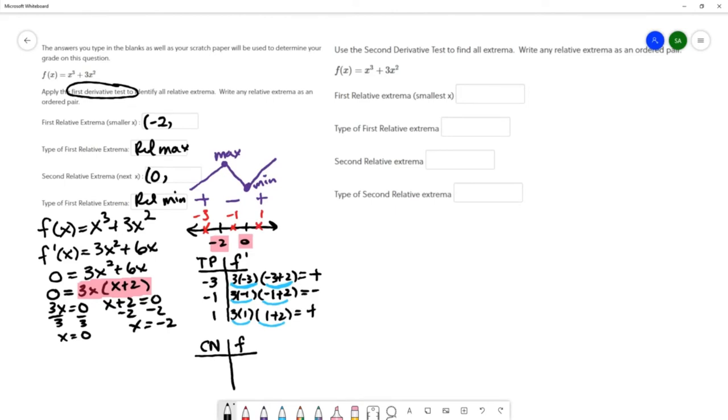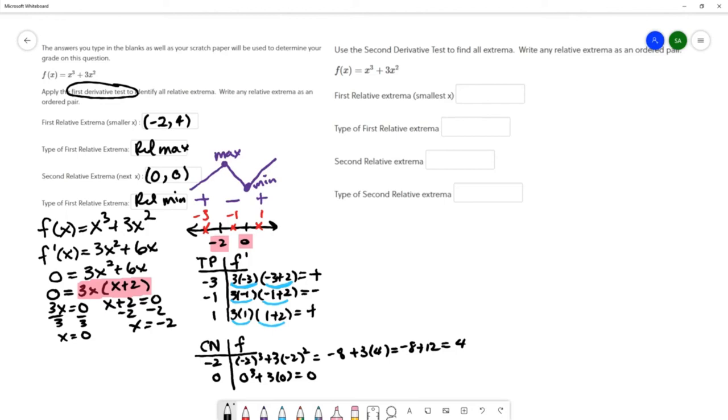So we're going to substitute -2 and 0 into the original function. It's -2 cubed plus 3 times -2 squared. It's -8 plus 3 times 4. -8 plus 12 is 4. So -2, 4 is a relative max. 0 cubed plus 3 times 0 squared is 0. So 0, 0 is a relative min.